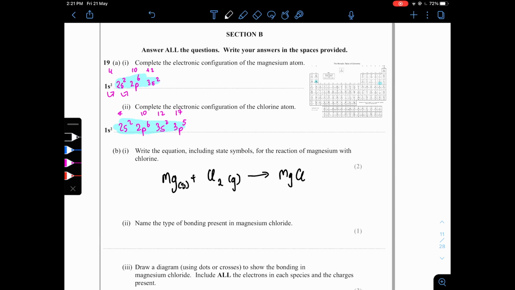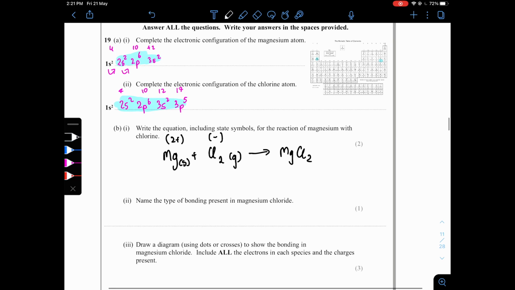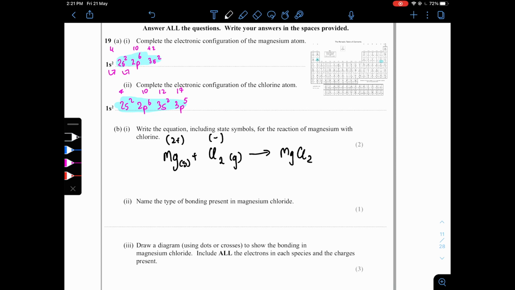Why do we get MgCl2 and not MgCl? It's because magnesium usually has a charge of 2 plus and chlorine has a charge of 1 minus. So to cancel it out, we need two chlorines to ionically bond with one magnesium atom. Name the type of bonding present in magnesium chloride. That's pretty simple. This is an ionic bond.